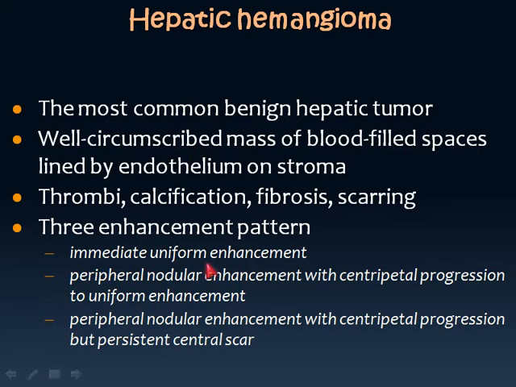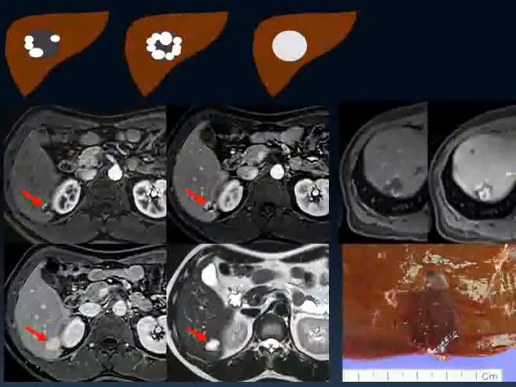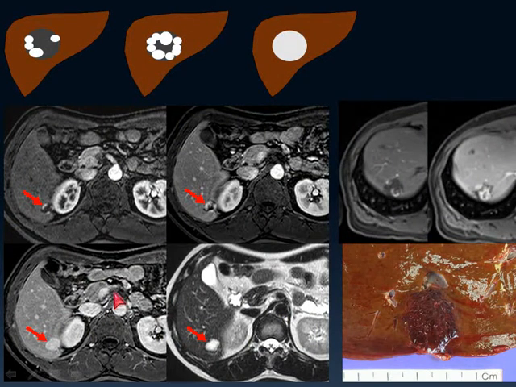Small hepatic hemangiomas usually show immediate uniform enhancement, and the most common enhancement pattern is peripheral nodular enhancement with centripetal progression to uniform enhancement. And giant hemangioma may show persistent central scar. This is a typical enhancement characteristic of hepatic hemangioma. And T2 weighted images show bright signal intensity similar to that of bile juice or CSF.